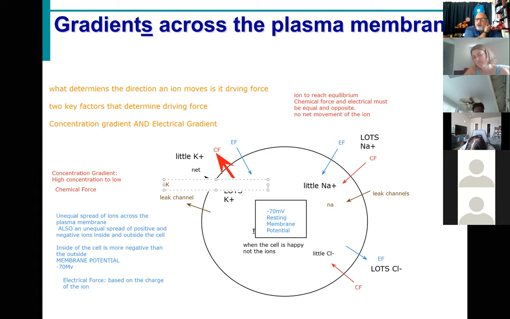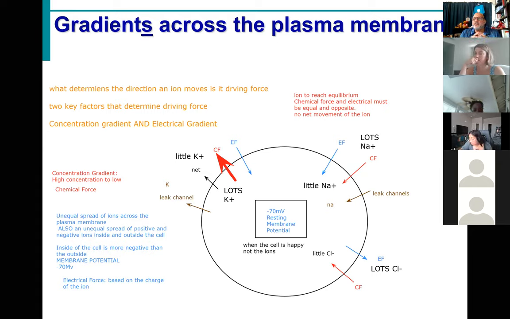Think of the problem about this. If one sodium comes in and one potassium leaves, one positive thing has come into the cell and one positive thing has left the cell. Have we changed the membrane potential of the cell? No. If one positive thing came in and one positive thing left, then the membrane potential of the cell is the same and the cell is happy.